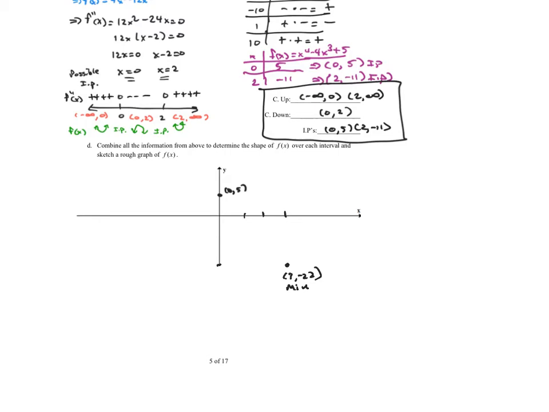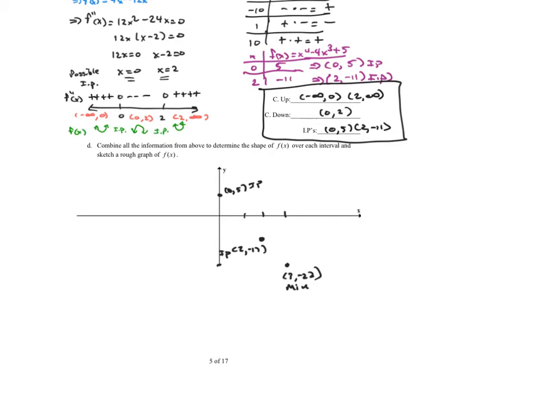Let's look for any other points. We know that the point (0, 5) is an inflection point, so I'll just write IP next to it. And we also know the point (2, -11), which would be about right there, is also an inflection point. Okay? So what do I want to do now?